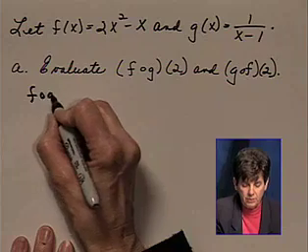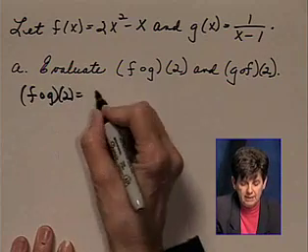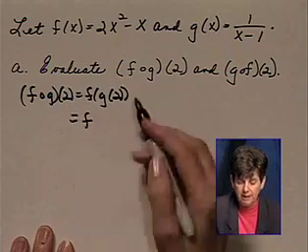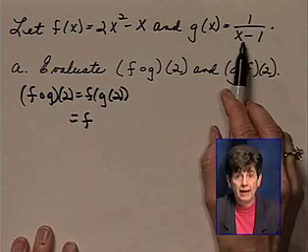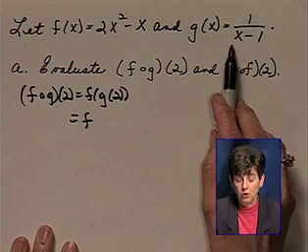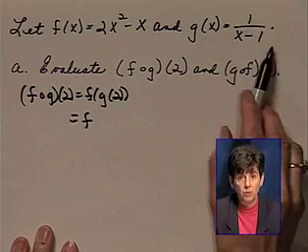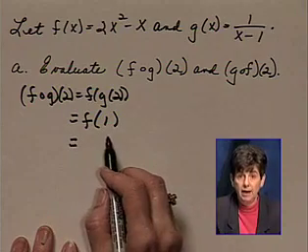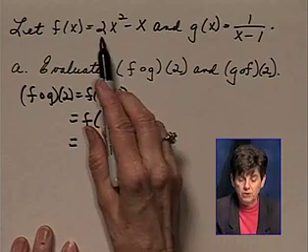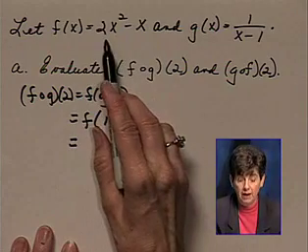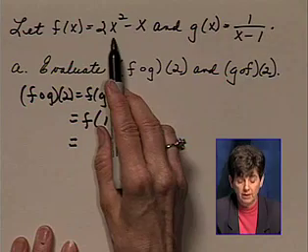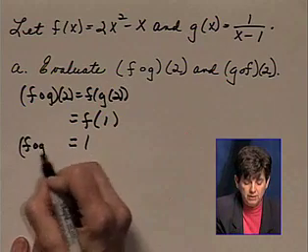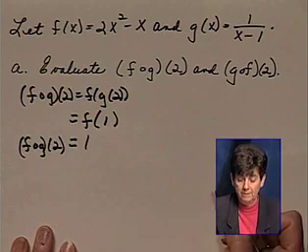So f composed with g of 2 is equal to f of g of 2. Now that means I have to evaluate g when x is 2. So I have 1 over 2 minus 1, which is 1 over 1, or 1. Now I will evaluate f at 1. So I'll substitute 1 for x in the expression for f. So I have 2 times 1 squared minus 1, which gives us 1. So f composed with g of 2 is equal to 1.